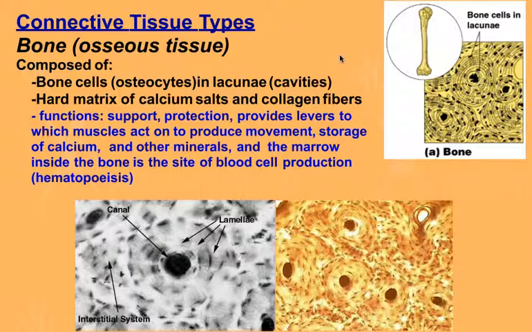And bone is going to do several different things. It's going to help support and protect. It provides a lever for muscles and movement, so it's connecting your bones and your muscles together. This is also the site for blood cell production, so it's also connecting your skeletal system, your bones, to your circulatory system.